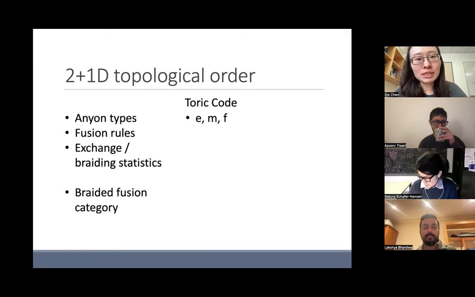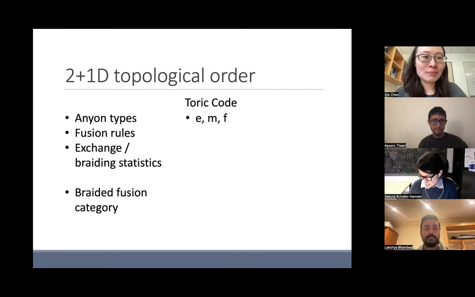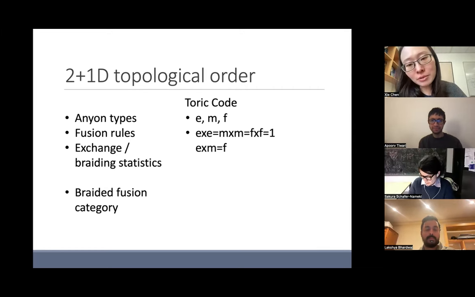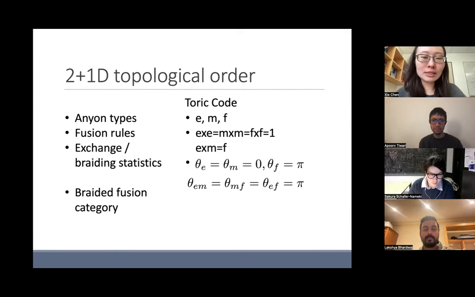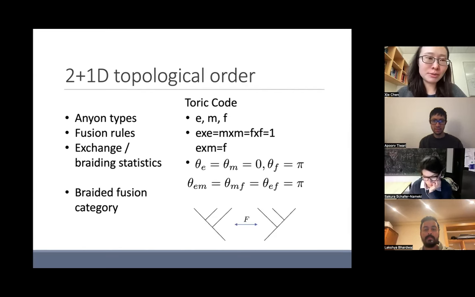The 2+1D toric code has three non-trivial types of anyons: the e, the m, and their composite, which is a fermion. Their fusion rule is like this. The e and m are bosons, the f is a fermion, and there is a mutual pi statistics between any two non-equivalent types of anyons. If we want the full content of the data needed to describe the braided fusion category, we also need the associator, usually called the F move, that maps between different orders of fusing three anyons into a fourth one. For the toric code, this is trivial. This is just one.